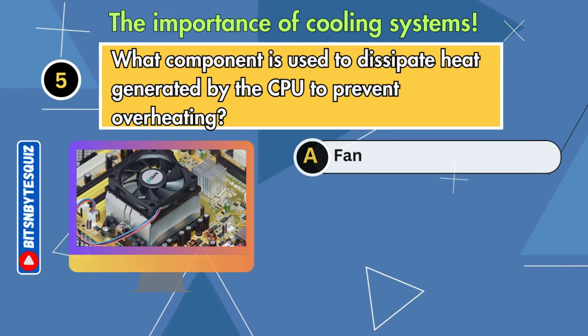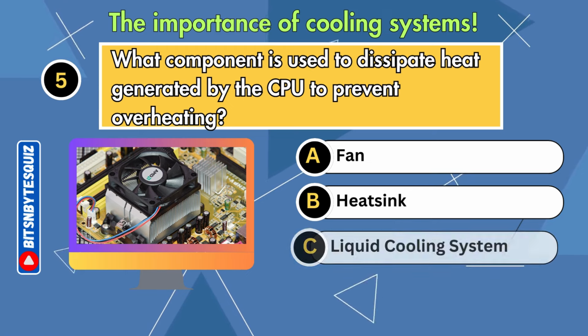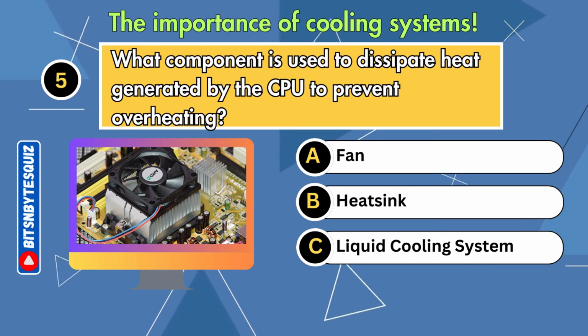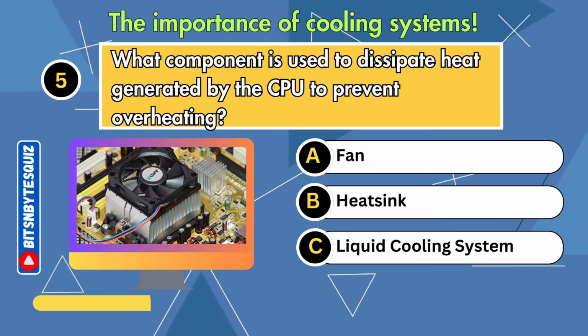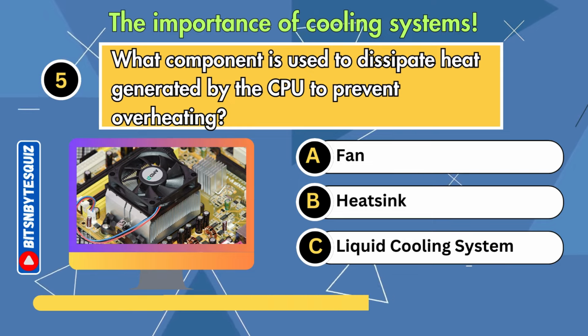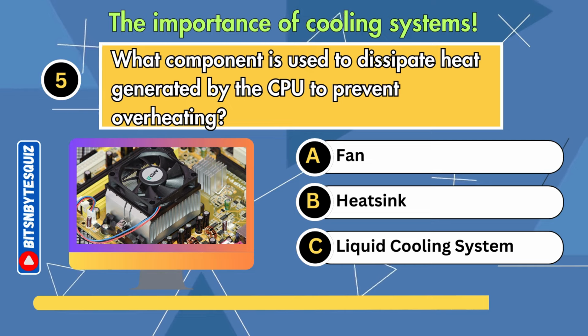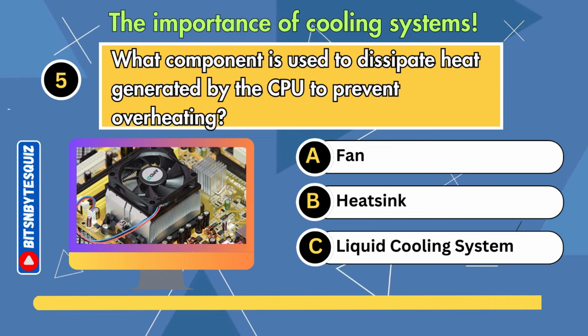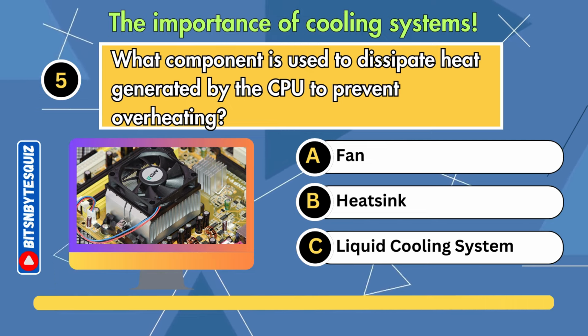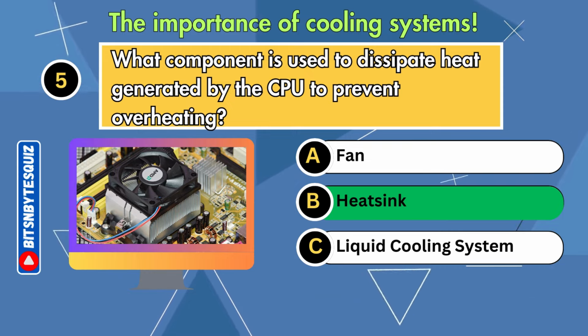What component is used to dissipate heat generated by the CPU to prevent overheating? Option 1, fan. Option 2, heat sink. Option 3, cooling system. Answer is heat sink.